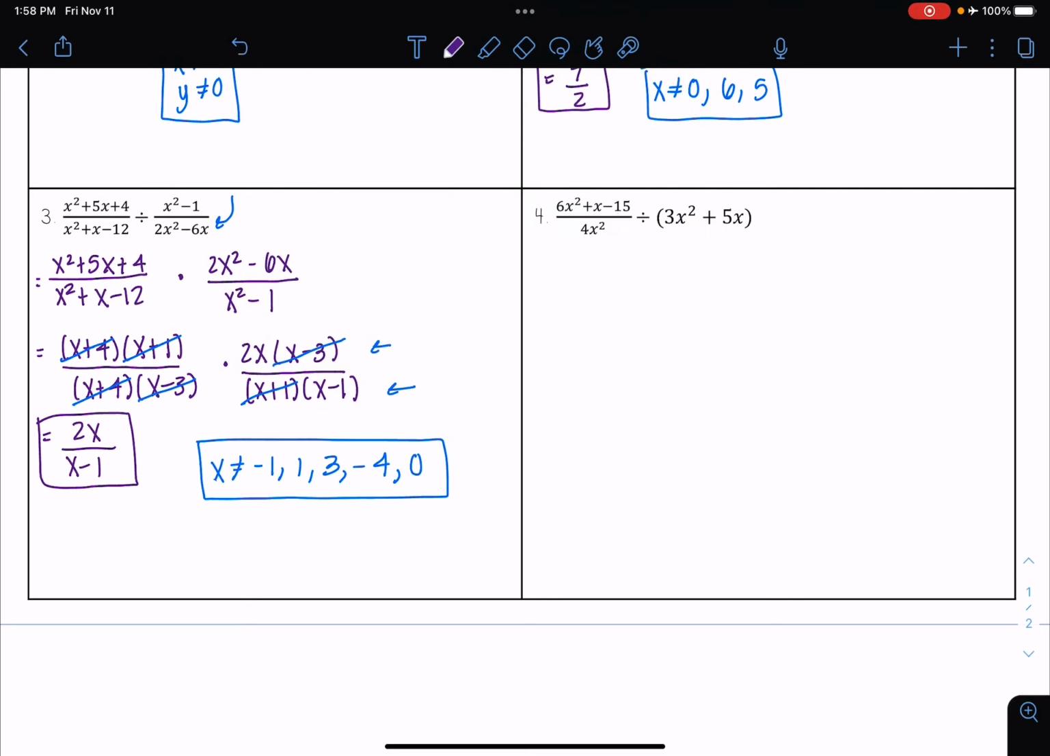Okay, now let's look at one last one. So here I have 6x squared plus x minus 15 over 4x squared divided by 3x squared plus 5x. So at first I want to do KFC. I'm going to keep, flip, change.